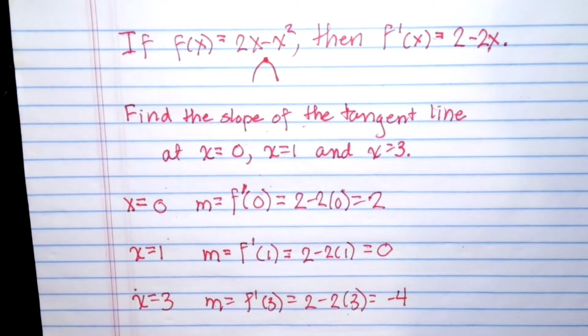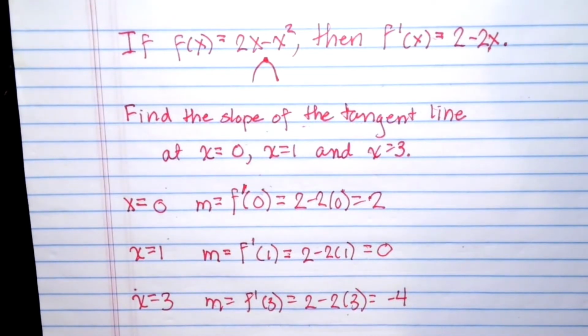Notice that we found the derivative first, and then we substituted in the values of x. If you mix up the order and substitute the values of x and then find the derivative, you'll get the wrong answer probably. So remember that you find the derivative and then you substitute the values of x in to get the slope.